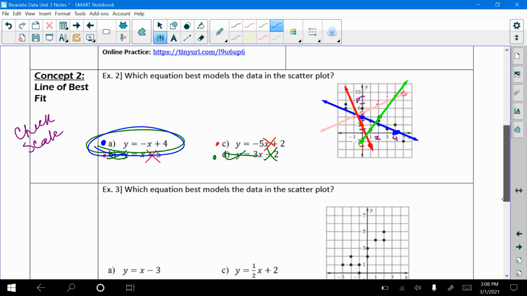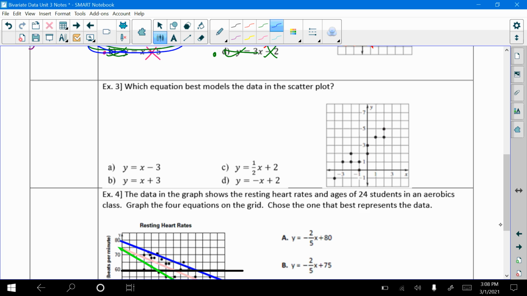The next one, let's think about that same thought process. This is a positive slope because it's going up, so its correlation is positive. So I can immediately get rid of this one because that's a negative slope.